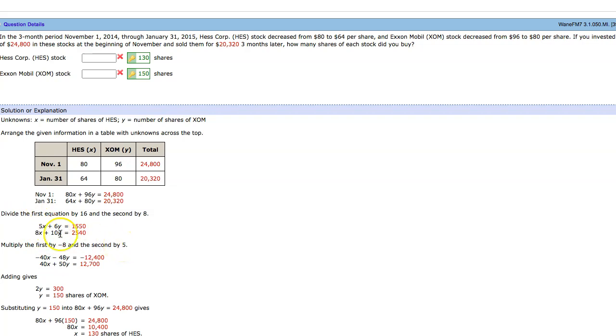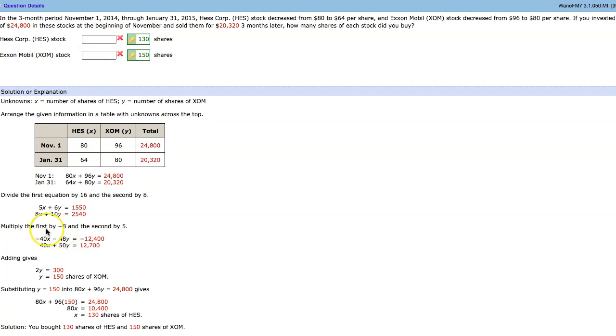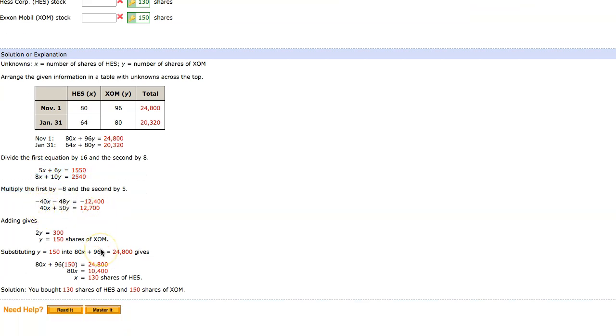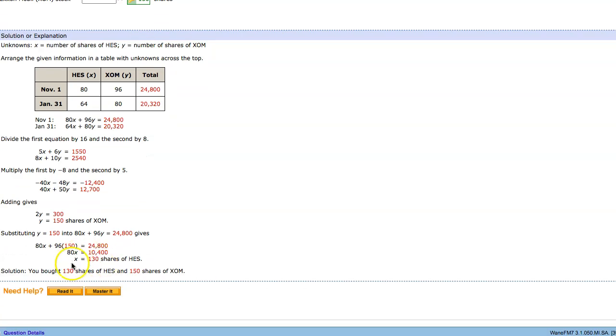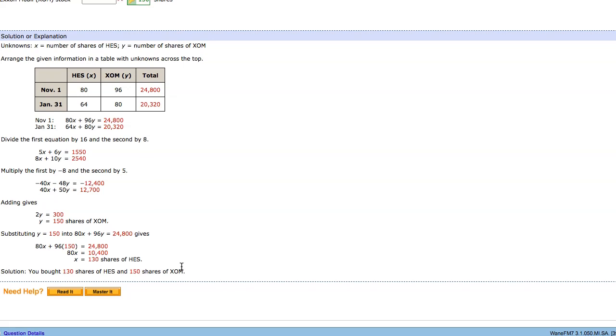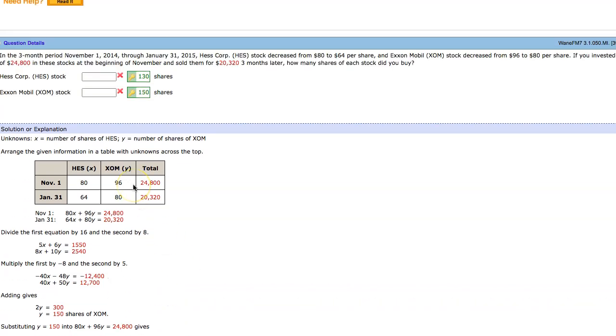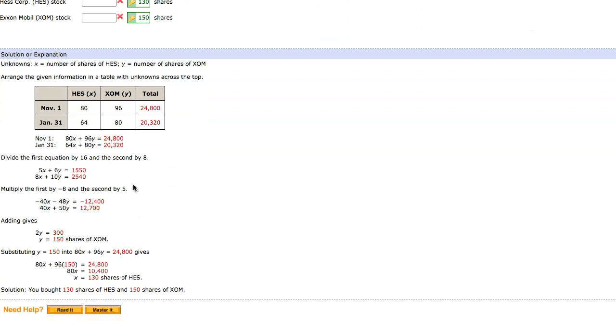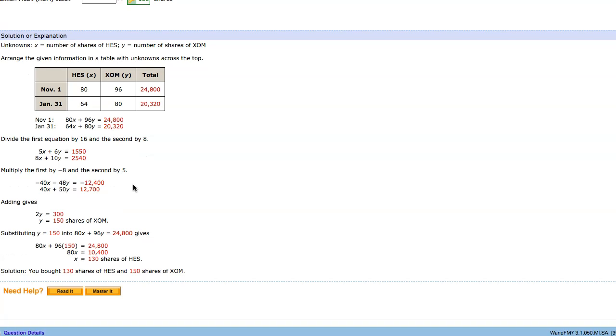You've got to divide every term by 16 anyway, and then you've got to kick back up and multiply every term by 5. Well, multiply every term by 8 on the first equation and every term by 5 on the second equation, the LCM, and you can cancel some 40s and solve it, and you'll get your Hess and you'll get your ExxonMobil. You'll find out how much you got. You'll find out the amount of shares you bought.